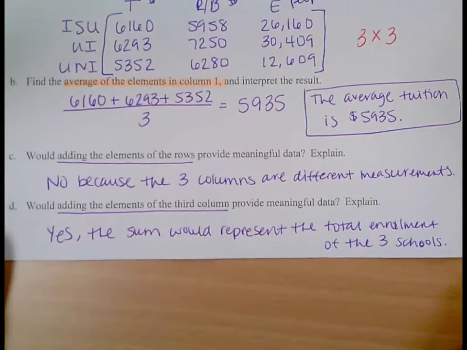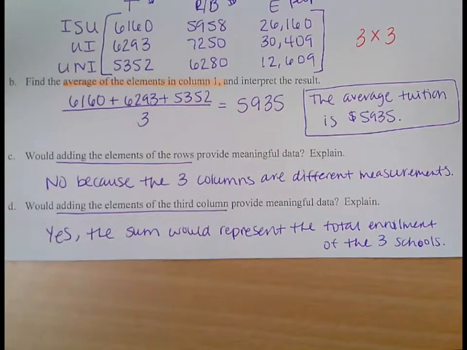So a way to work through answering those questions, is it meaningful, is say, okay, if I did what they're asking me to do, if I added the three numbers in this column, what would that number represent? And if you can't come up with what it would represent because you're adding different quantities together, then it's probably not meaningful. Allie?